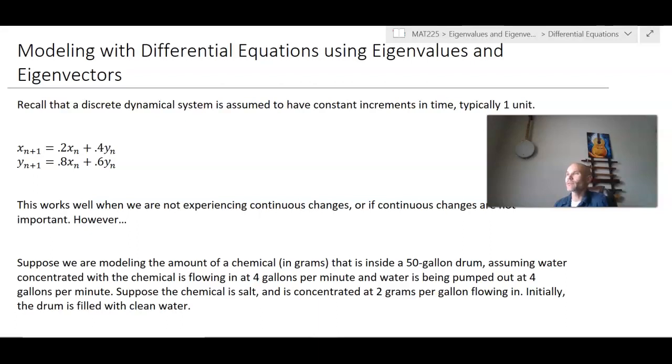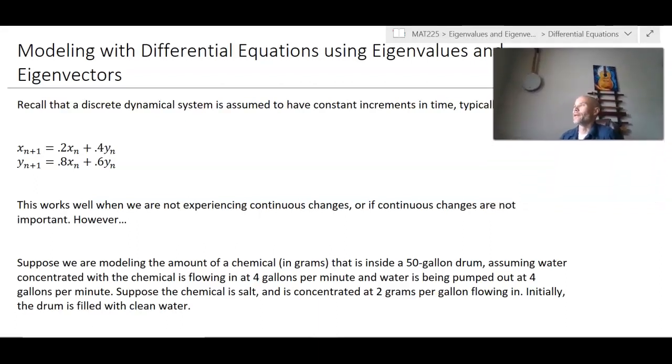And in discrete dynamical systems, recall that it's assumed that we have constant increments in time, which are typically 1 unit. So in this type of model, the next value of x in the next time unit is 0.2 of the current value of x plus 0.4 of the current value of y. So x and y might represent population sizes in maybe 2 different cities. And maybe what we have is, let's suppose we have a closed system. In this case we do.